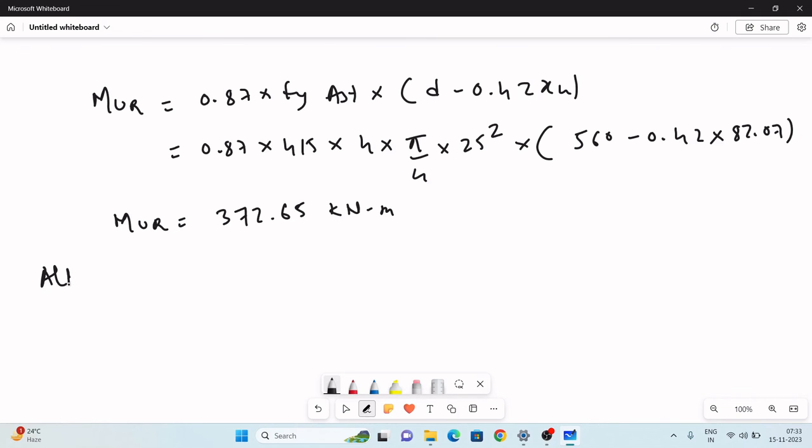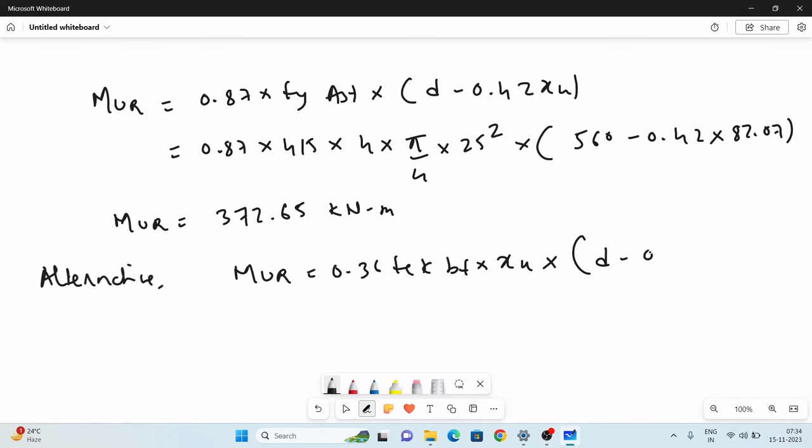Alternatively, you can use the formula with respect to the compressive force. Already we have talked about that. MU equal to, with respect to compressive force, total compressive force into lever arm, 0.36 FCK BF into XU into lever arm, D minus 0.42 XU. And when you substitute the value of all these parameters, you will be getting the same value, 372.65 kilonewton meter.